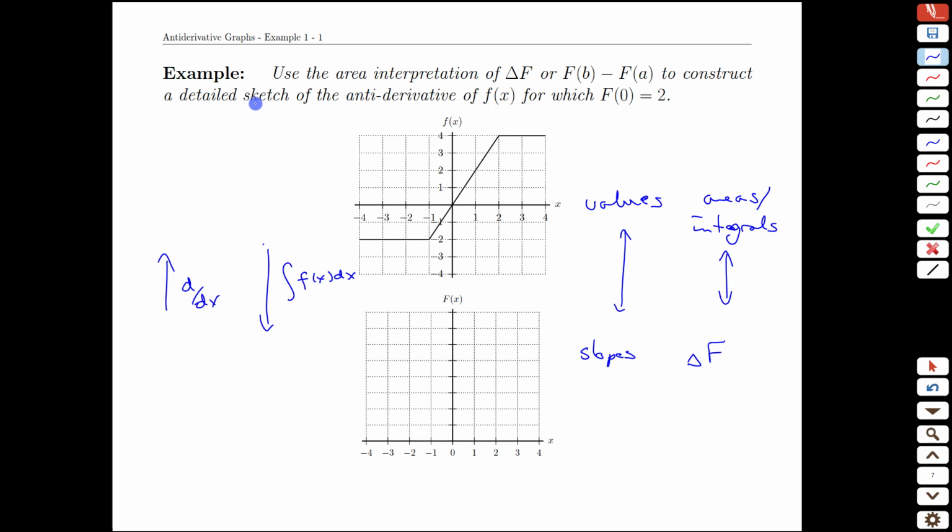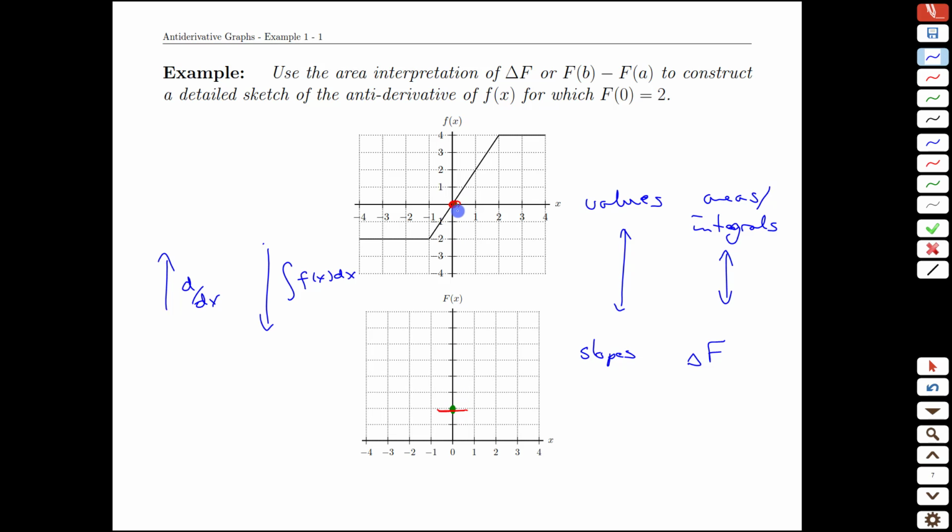Now here we're asked to construct a detailed sketch of the antiderivative of little f, that will be big F, for which the big F starts or has a value of 2 initially. Where does that lead us? Well, again, we have positive values all the way moving to the right. It's easiest to move from left to right. That's our natural inclination. We see a 0 value, though, at the point starting here, and that value translates to a 0 slope at that point.